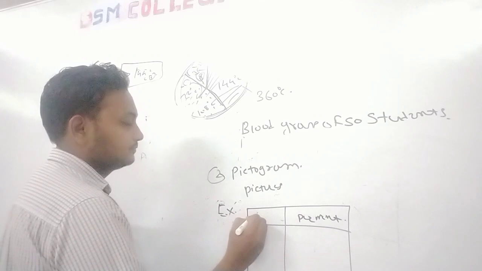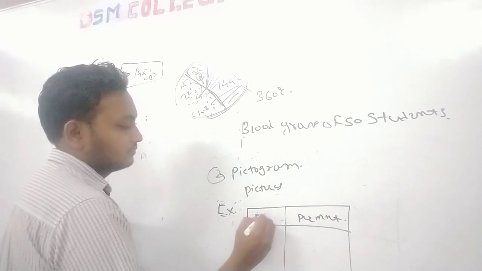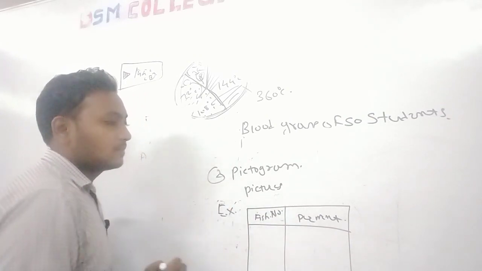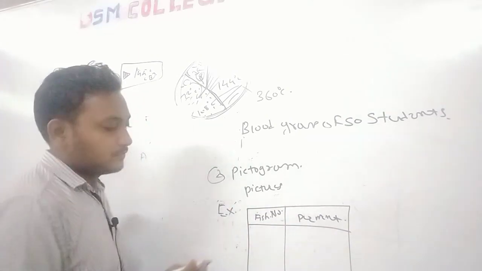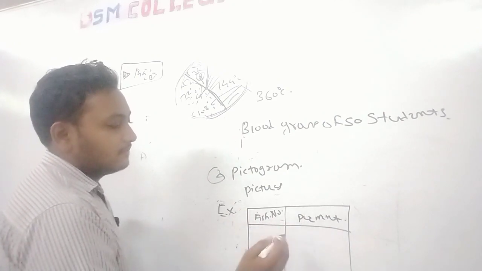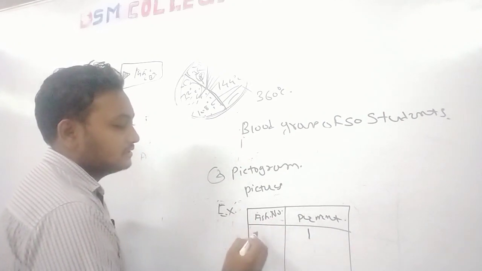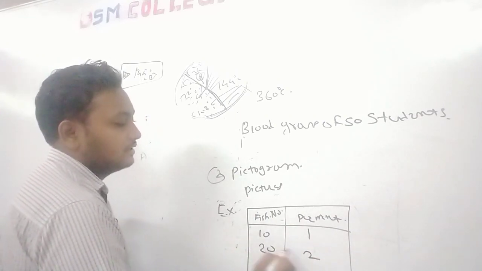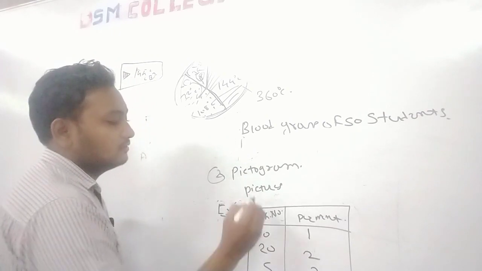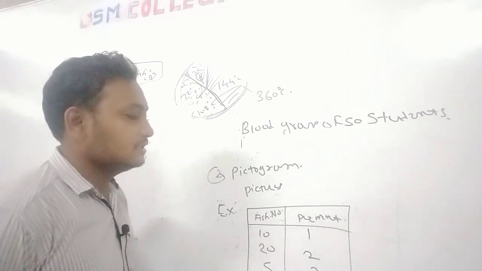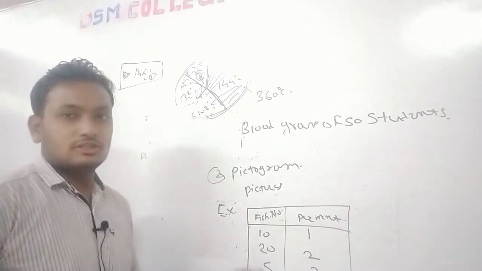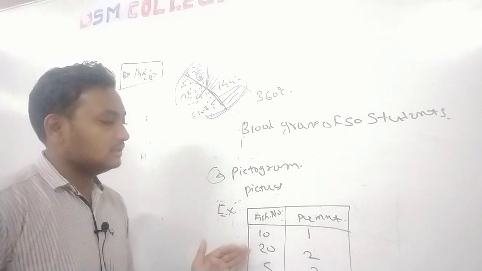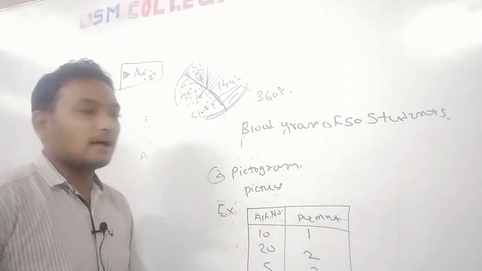Per month, number of fishes. In the first month the number of fishes is 10, in the second month the number of fishes is 20, and in month 3 the number of fishes is 5. That is the cultivation of fishes per month. This is the question, and the examiner asks you to convert this data into a pictogram.